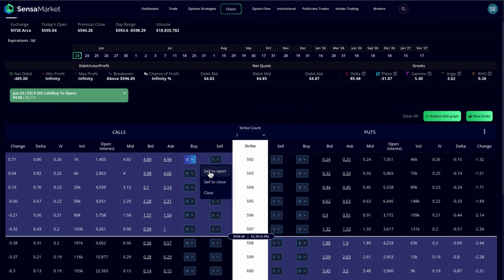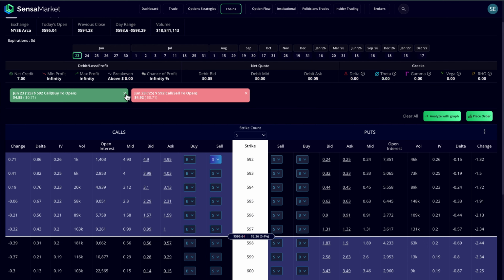Sell to open. You're selling or writing an option to start a new position. You collect a premium hoping the option loses value or expires worthless. Sell to close. If you previously bought to open, this action lets you exit that position, ideally for a profit. Buy to close. If you previously sold to open, this is how you buy the contract back to close the trade. Once you pick the right action, the trade leg is added to the strategy builder at the top.